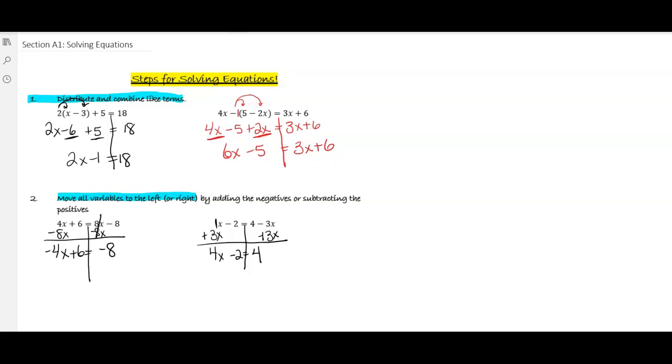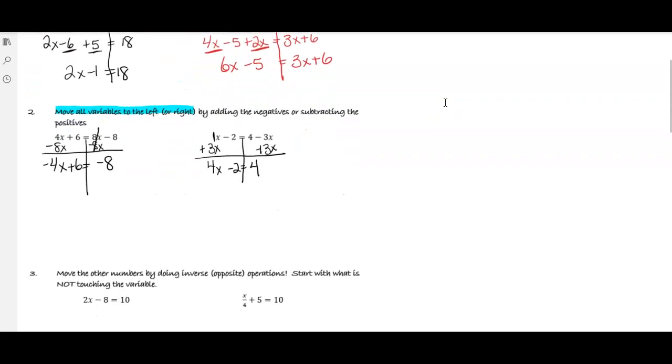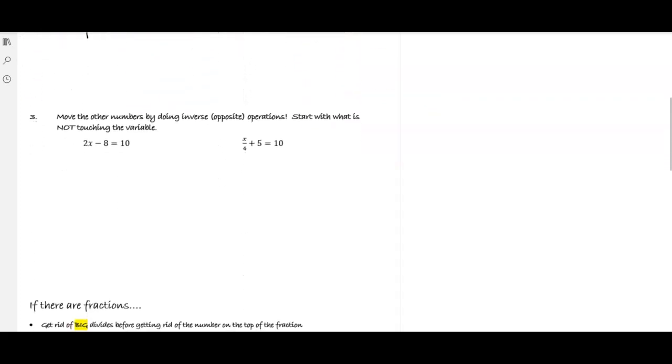So step 1 is distribute and combine. Step 2 is to get everything to the left or the right. All the x's, I mean, not everything. You just have to move your variables to the left or to the right. Once you have that, now you get to the basic operations, which is done by doing the inverse, which is the opposite operations. And remember, you move what's not touching.